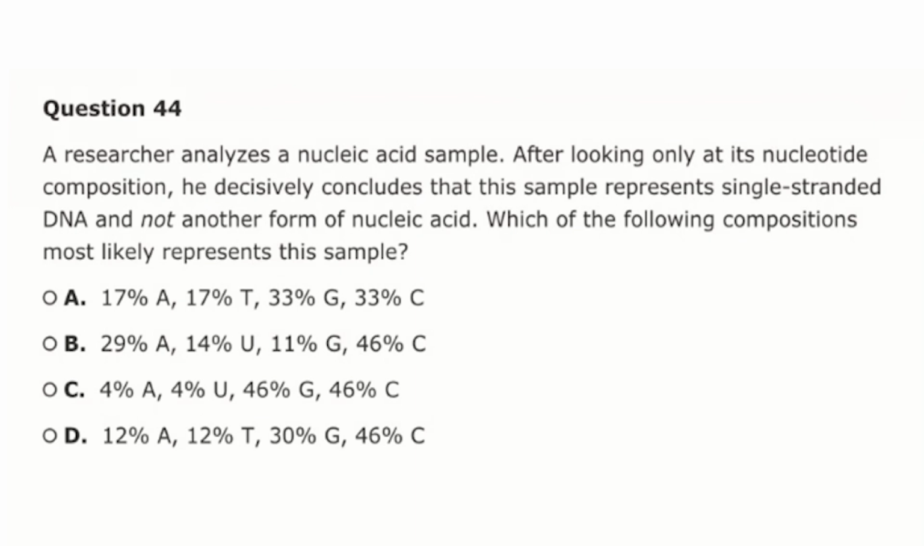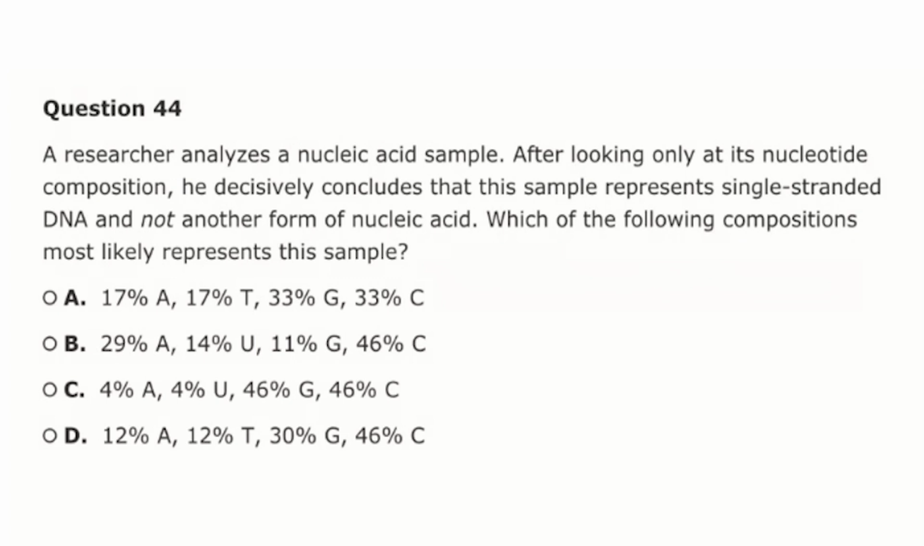A is 17% A, 17% T, 33% G, and 33% C. For B, we have 29% A, 14% U, 11% G, and 46% C. C is 4% A, 4% U, 46% G, and 46% C. And finally, D is 12% A, 12% T, 30% G, and 46% C. It's a lot of numbers.